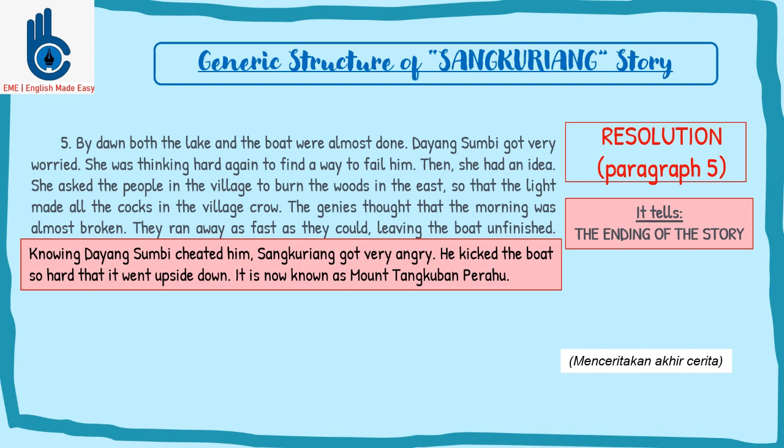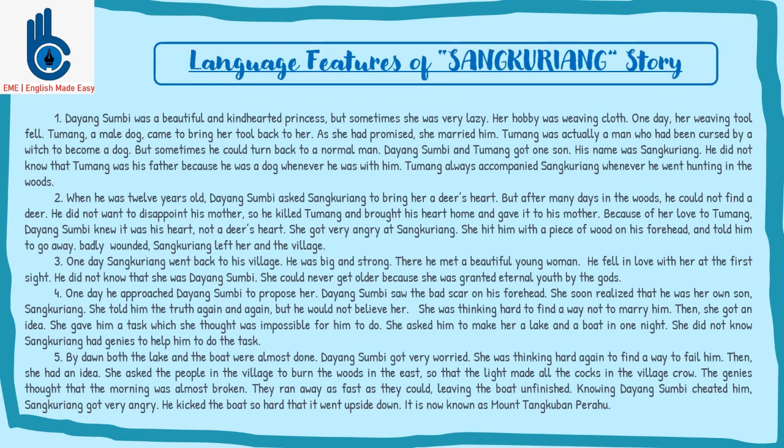Sad ending, right? Now we are going to see the language features of Sangkuriang's story. Here we can see the word was, came, she had promised, she married him. Those are examples of past tense.